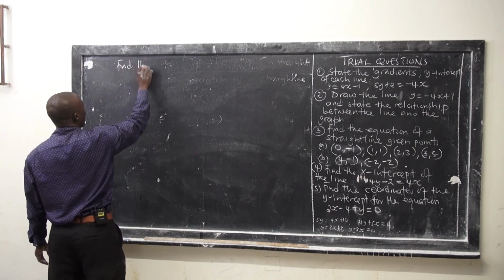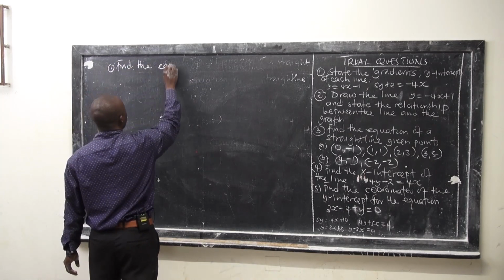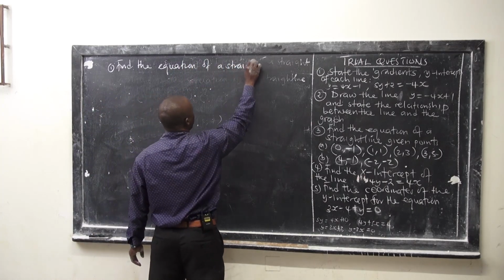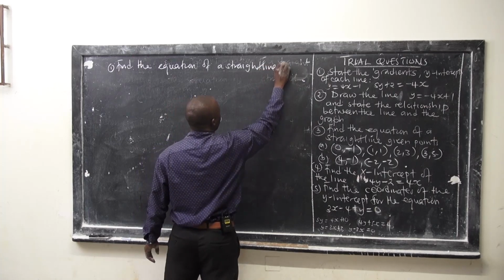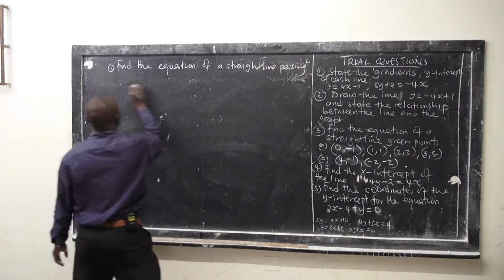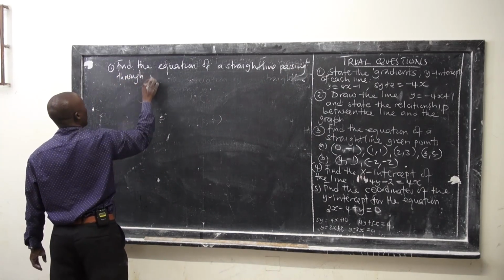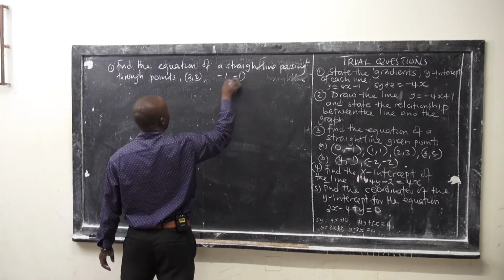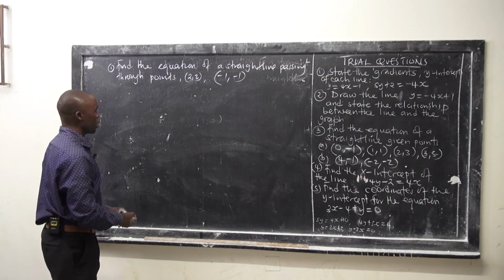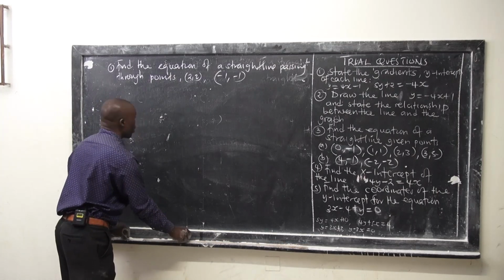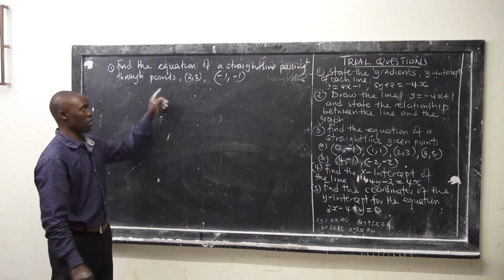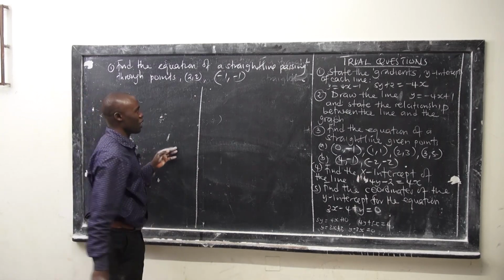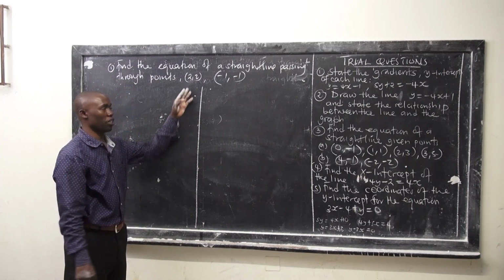Find the equation of a straight line passing through points 2, 2, and -1, -1. Now right away we can find the equation of a straight line by two methods here. Of course, there can be even more than two methods, up to 3 methods.